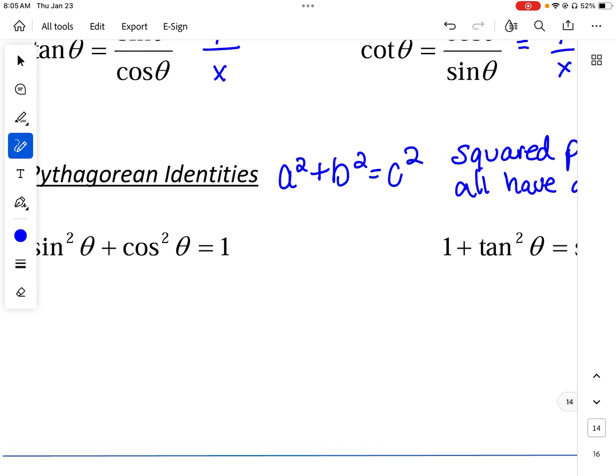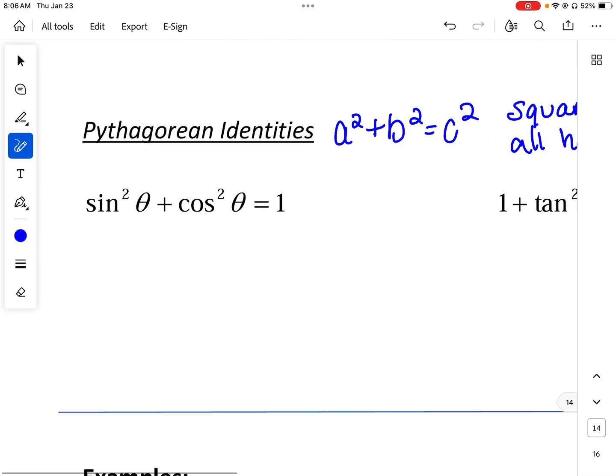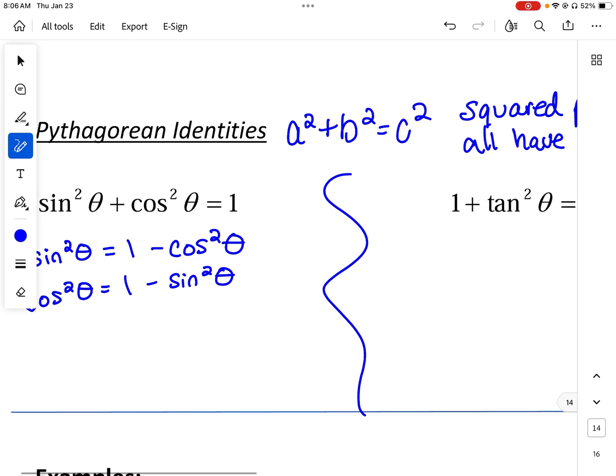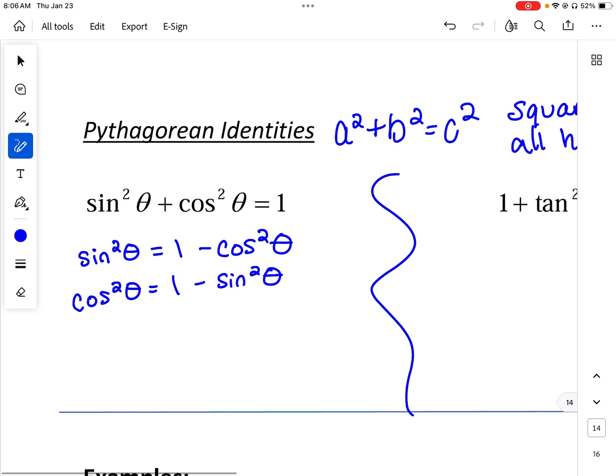So we're given this: sine squared theta plus cosine squared theta equals 1. We can rearrange this by doing some algebra, and I could subtract the cosine squared theta on both sides, and then we have sine squared theta equals 1 minus cosine squared theta. Or I could solve for cosine by subtracting the sine squared theta. Okay, so this one identity will give us 2 more. It's just rearranged. And the reason we want to do that is so we can replace it in a problem.